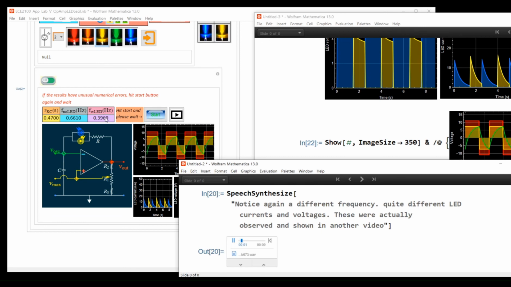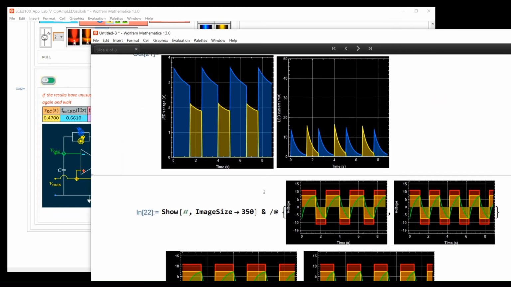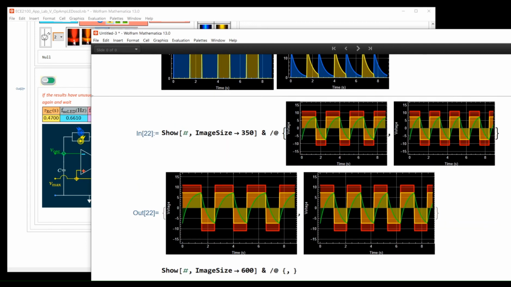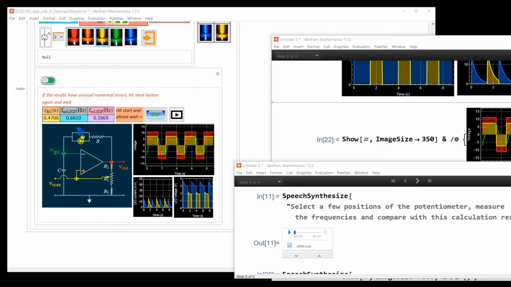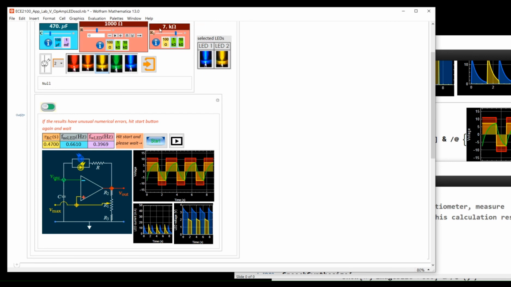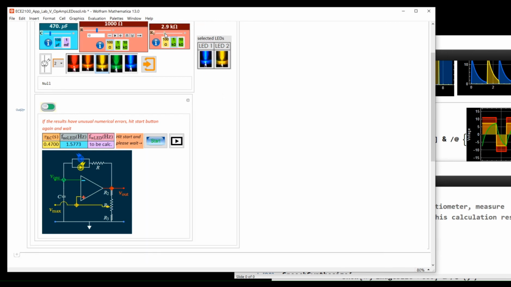Notice again a different frequency. Quite different LED currents and voltages. These were actually observed and shown in another video. Select a few positions of the potentiometer, measure the frequencies and compare with this calculation results.